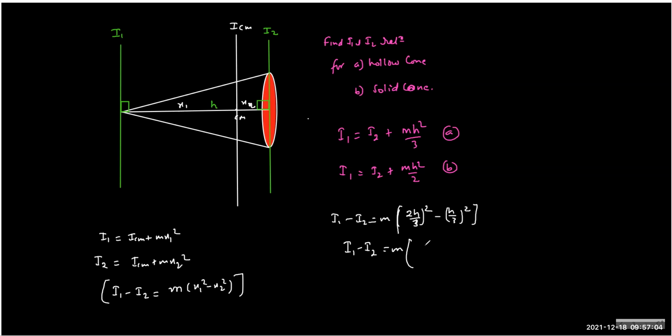So 4 by 3 minus h by 1 by 3. So 4 by 9 minus 1 by 9. 1 by 3. Yeah. A is the right answer.